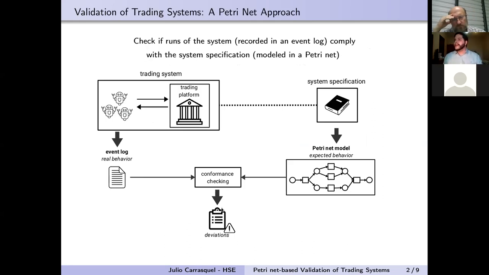We want to check if the runs of the real system, as we observe in an event log, comply with the system specification. So we have documentation, and based on the documentation we build a Petri net, a formal model that describes how the system should have behaved. We compare the event log with the model, and we produce as output, using conformance checking, a list of deviations indicating where the system, as observed in the log, violated the model.